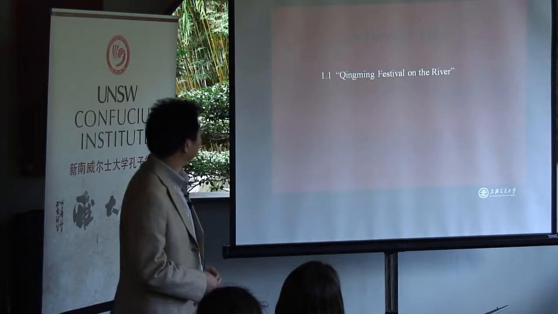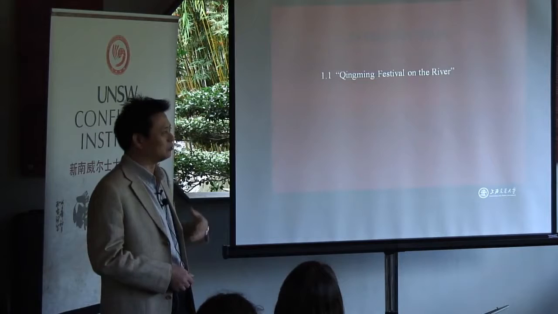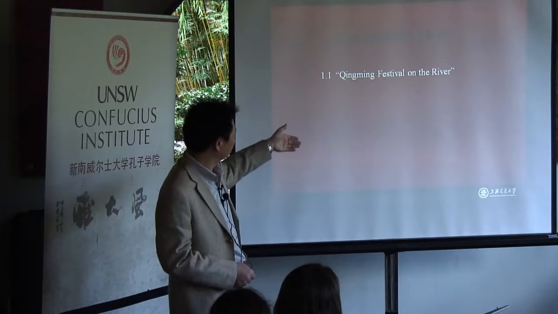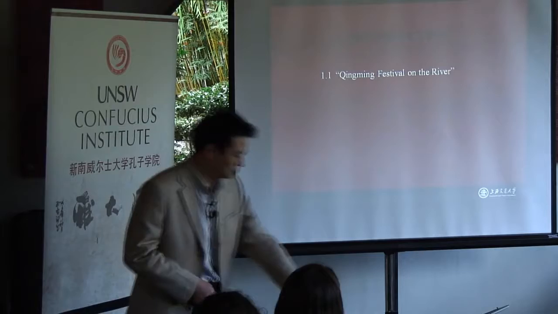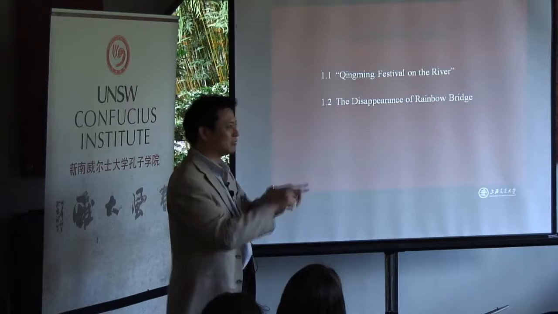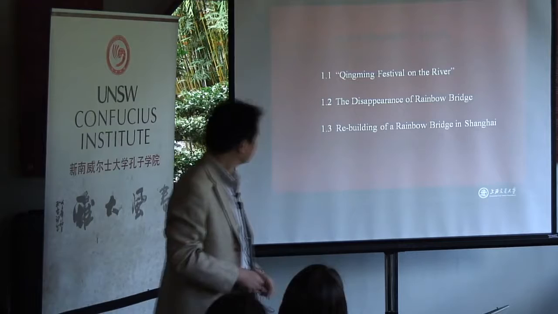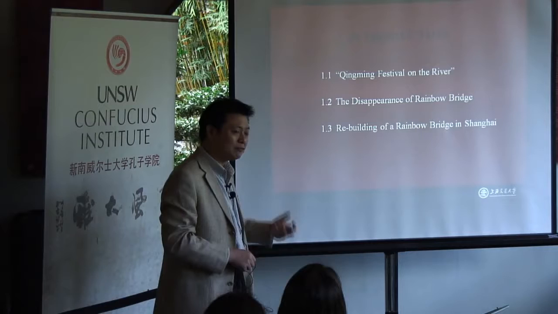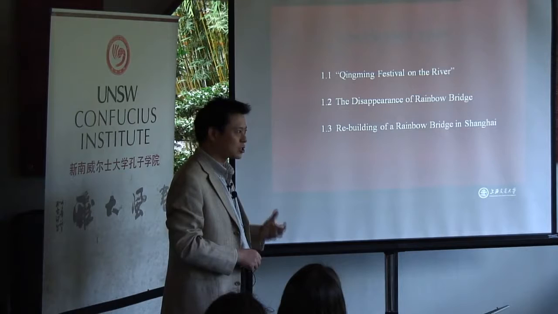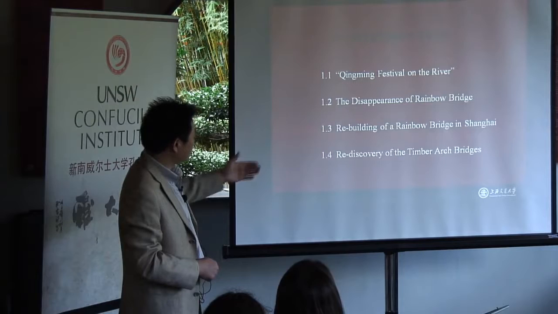The first part, I will introduce a very famous painting in the Song Dynasty, Qingming Festival on the River. If you are a painter, or know some Chinese painting history, maybe you know this famous painting. In this painting, there is a river bridge in the middle. It's a very important element in the painting. And why the disappearance of the river bridge? This is the second part. And the rebuilding of a river bridge in Shanghai 11 years ago, where several American guys rebuilt this river bridge. Why did they do it? This is the third part. The discovery of the timber arch bridge in China 30 years ago.